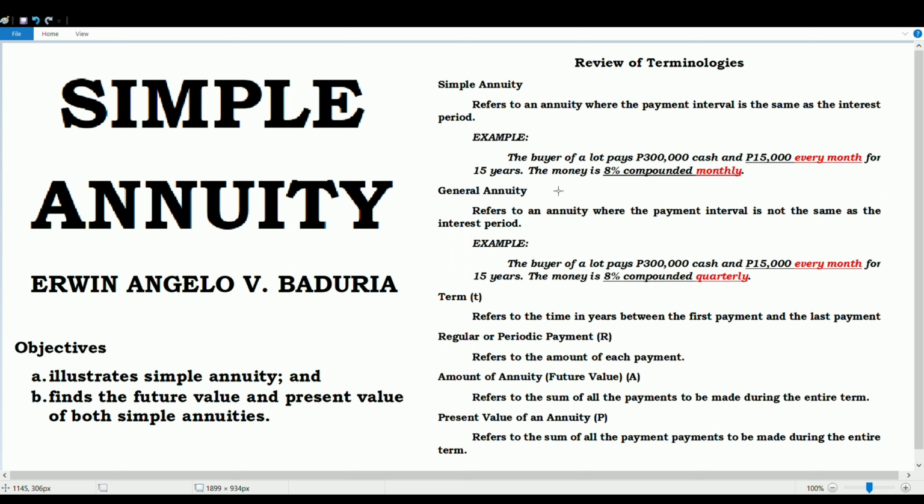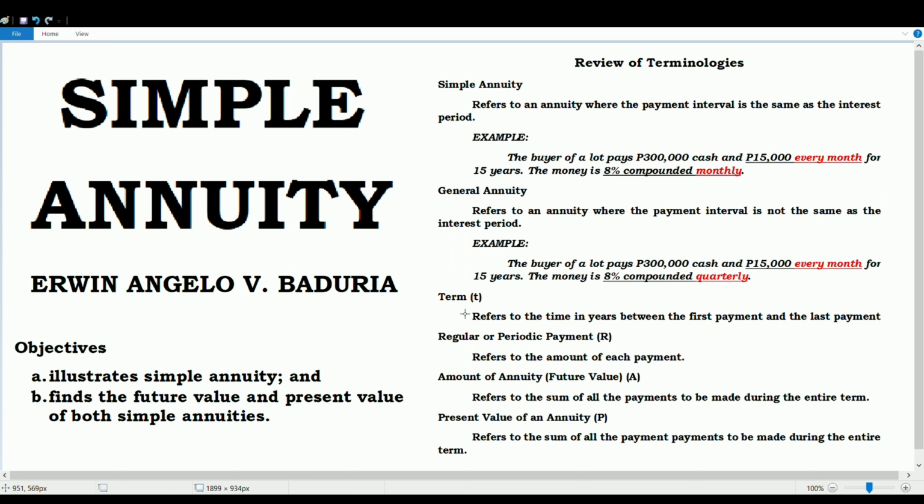Now for general annuity, this is the converse of simple annuity. This is an annuity where the payment interval is not the same as the payment interval of the interest. For example, the buyer of a lot pays 300,000 pesos cash and 15,000 pesos every month, for 15 years. The money is 8% compounded quarterly. So our 15,000 pesos every month is not the same as our payment for the interest, because the interest is 8% compounded quarterly.